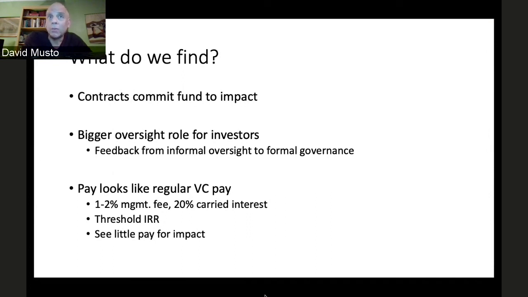We see a lot of role for investors in oversight. So the LPs get a lot of chance in these impact funds to sit on committees that assist in the oversight of the portfolio companies. As I say, you might think, well, okay, that could help. These are knowledgeable people potentially. It could help to have them involved in the oversight.